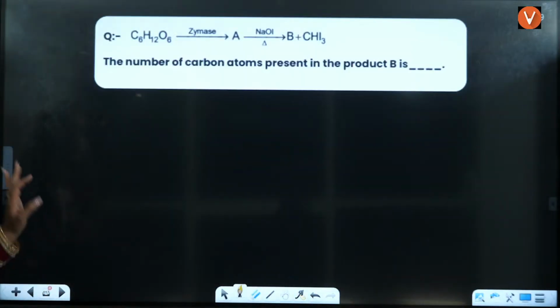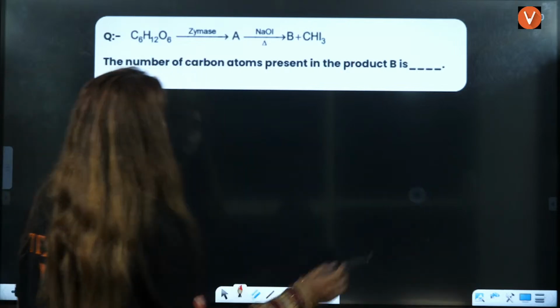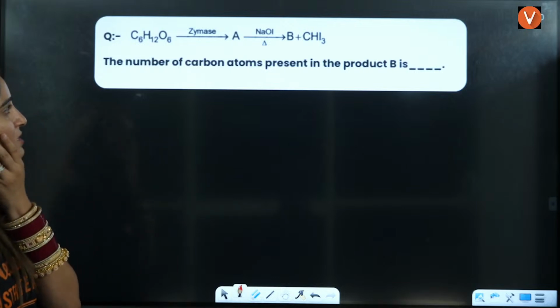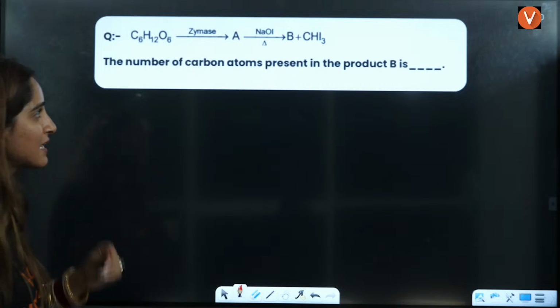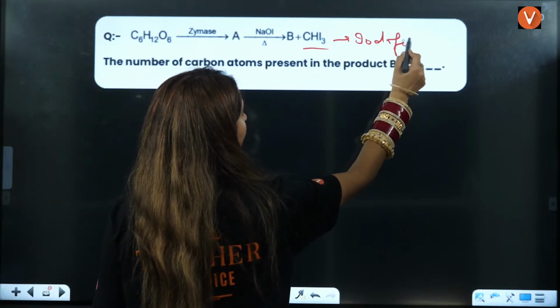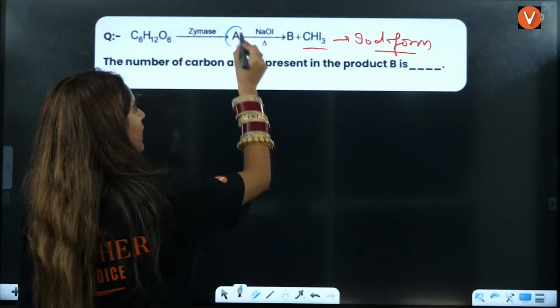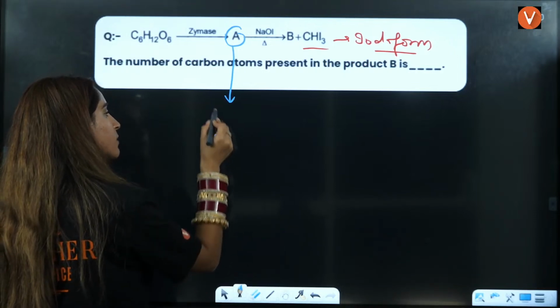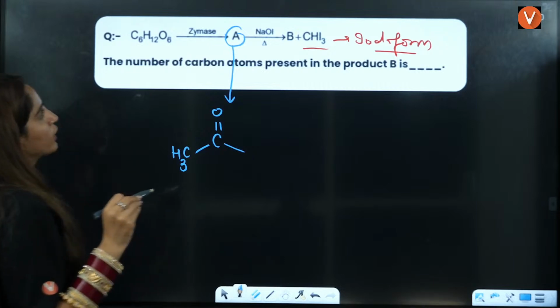Next is C6H12O6 with enzyme. You react this with enzymes, it gives A. Then with NaOI, it gives B plus CHI3. That means this gives the iodoform test. That means this A will have C double bond O, CH3. Okay? This kind of structure.